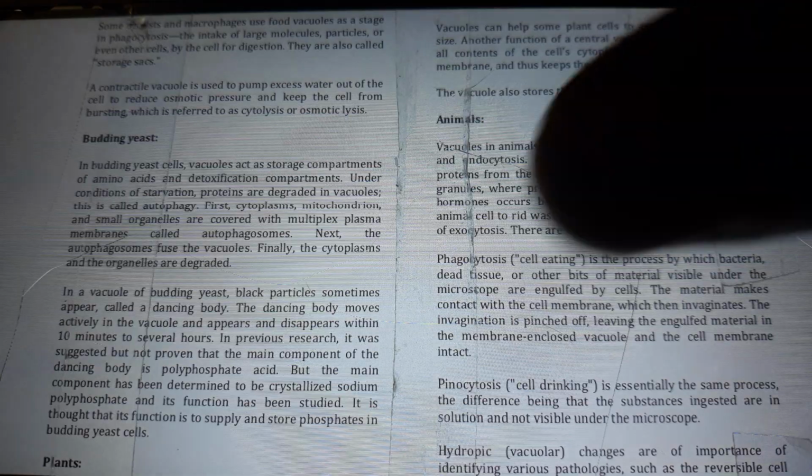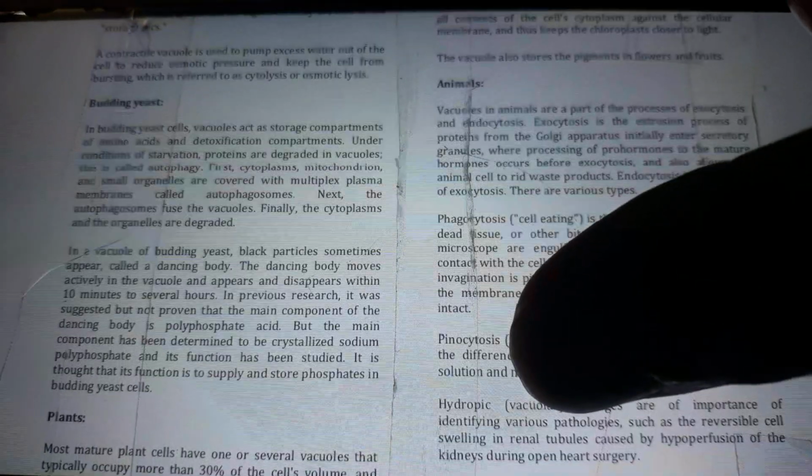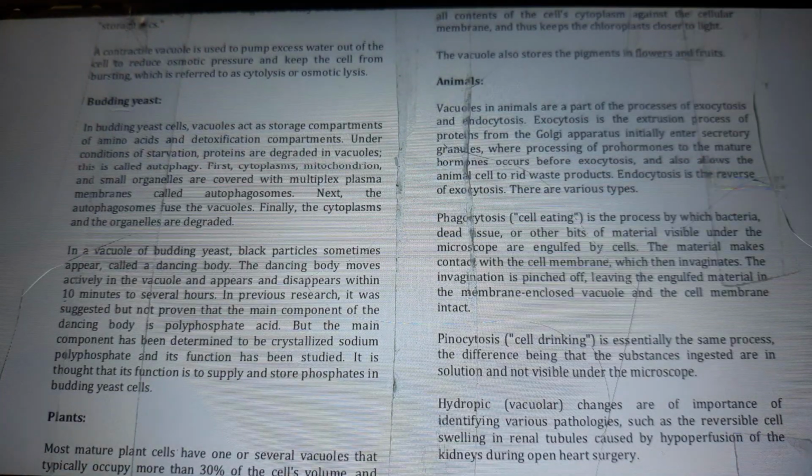There are various types. Phagocytosis, cell eating, is the process by which bacteria, dead tissue, or other bits of material visible under the microscope are engulfed by cells. The material makes contact with the cell membrane, which then invaginates. The invagination is pinched off, leaving the engulfed material in the membrane-enclosed vacuole and the cell membrane intact.